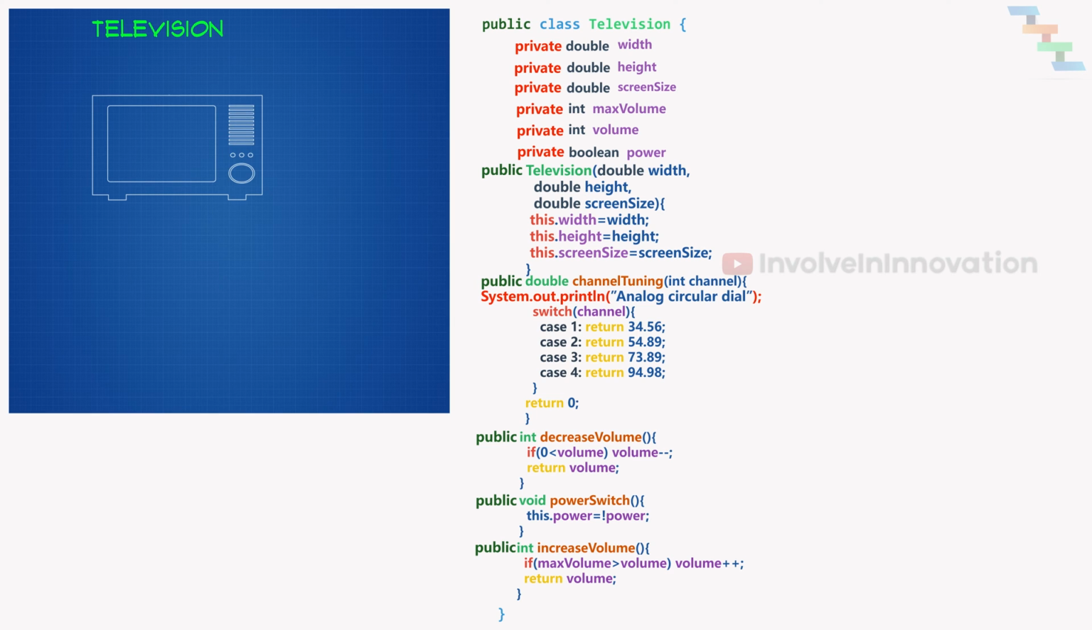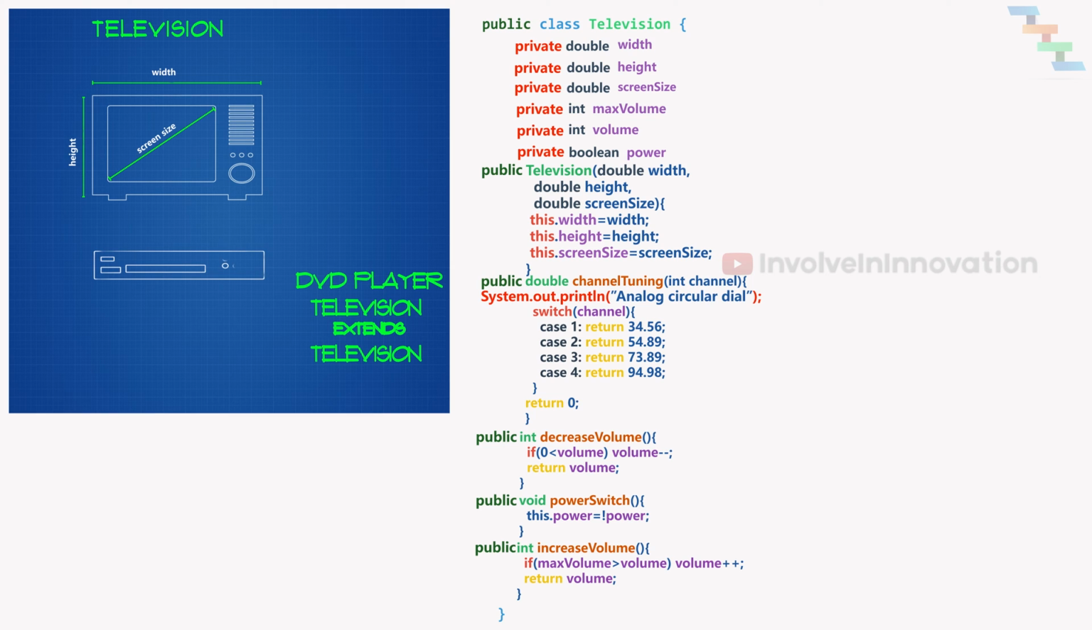We want to build another type of television which has DVD player attached with it. Now for this new class, we want all the variables and methods of the television class. In addition to that, we need some more methods and variables to support the DVD functionality. To achieve this, we will create a class DVDPlayerTelevision by simply extending the television class. In the new class, we can add the variables and methods supporting the DVD functionality.